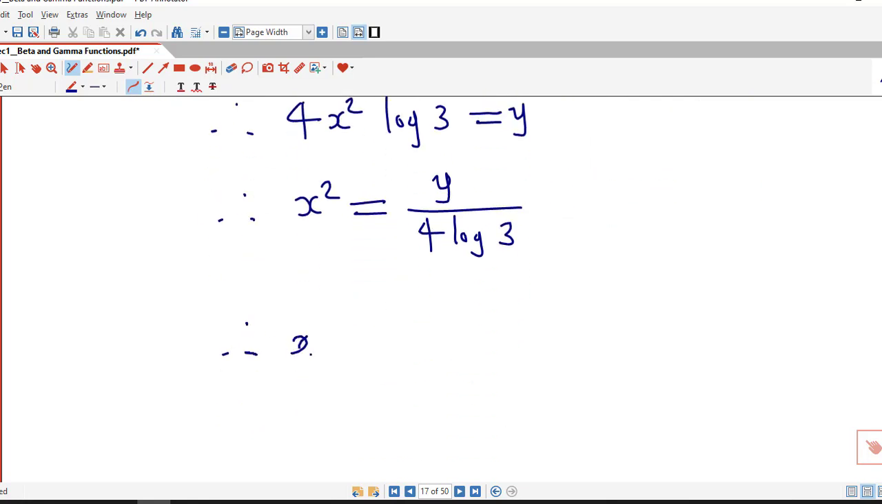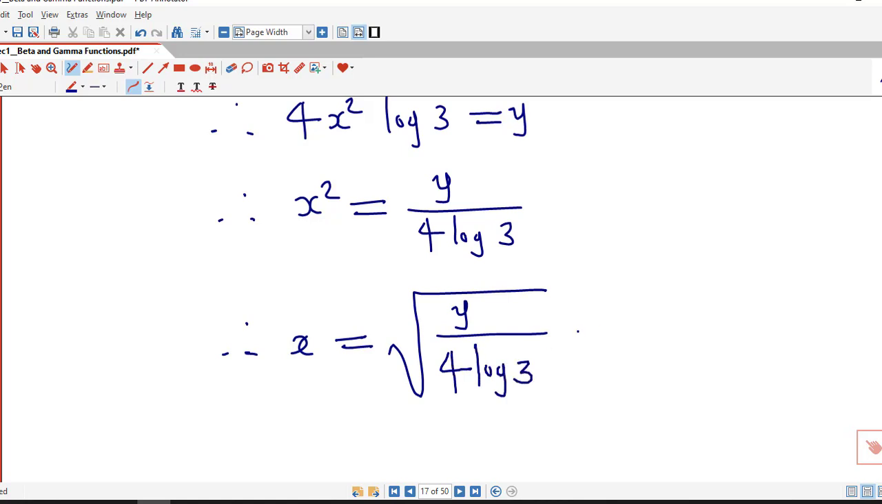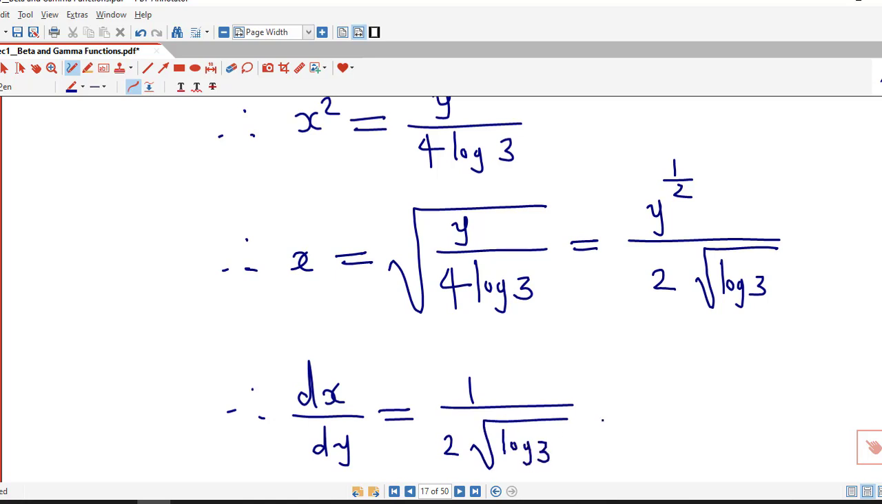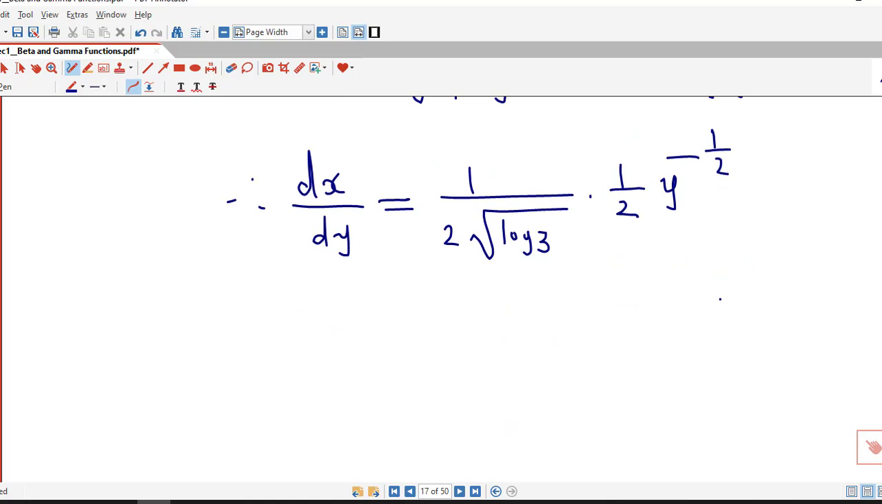So therefore x is nothing but square root of y over 4 log 3. So this we can rewrite as y raised to 1/2, square root of 4 is 2, and this is square root of log 3. So if we differentiate with respect to y, we have dx by dy equal to 1 over 2 square root of log 3, which is constant. Derivative of y raised to 1 by 2 is 1 by 2, y raised to 1 by 2 minus 1, which is y raised to minus 1 by 2.